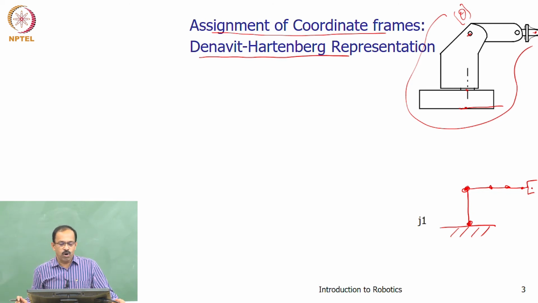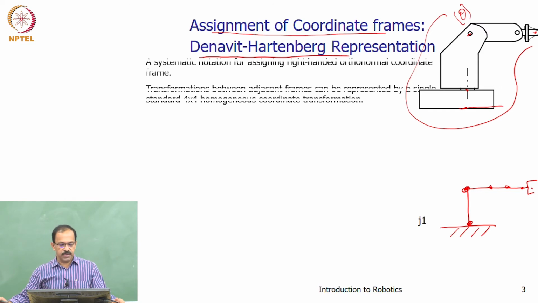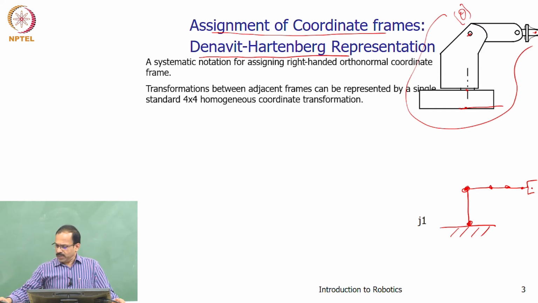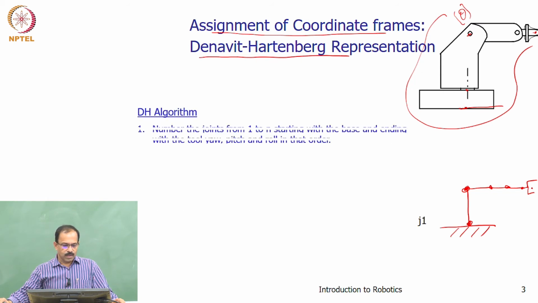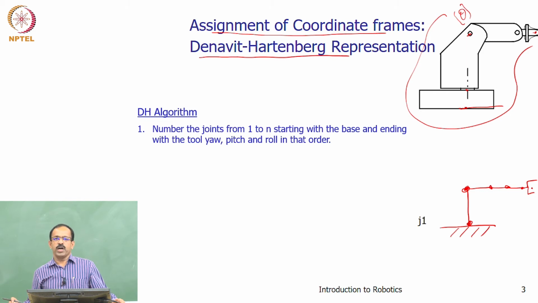So, I will have a home position like this, and then try to assign coordinate frames for this configuration. First, I will assign the joint numbers. We call this the number of the joints from 1 to n, starting with the base and ending with the tool yaw, pitch and roll in that order.